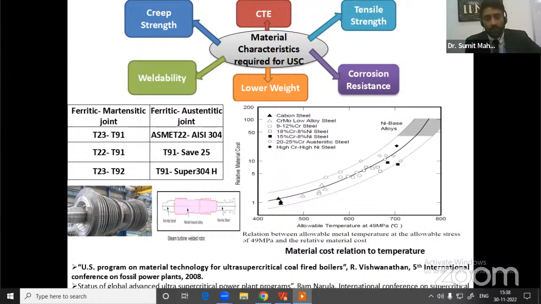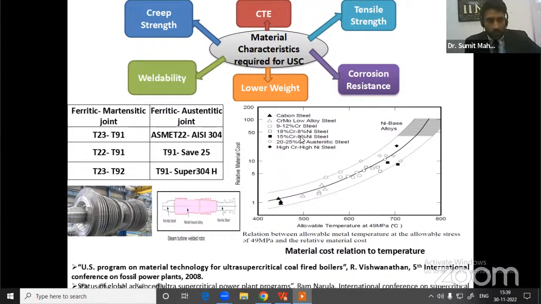The next is weldability, because welding is an important process to join the different components, so the material should be easy to weld. If the material is hard to weld, our cost and our procedure will get hectic. Then there is creep strength. At a high temperature, material fails due to certain issues, so the creep strength of the material should be high. These are some of the characteristics required for high temperature materials.